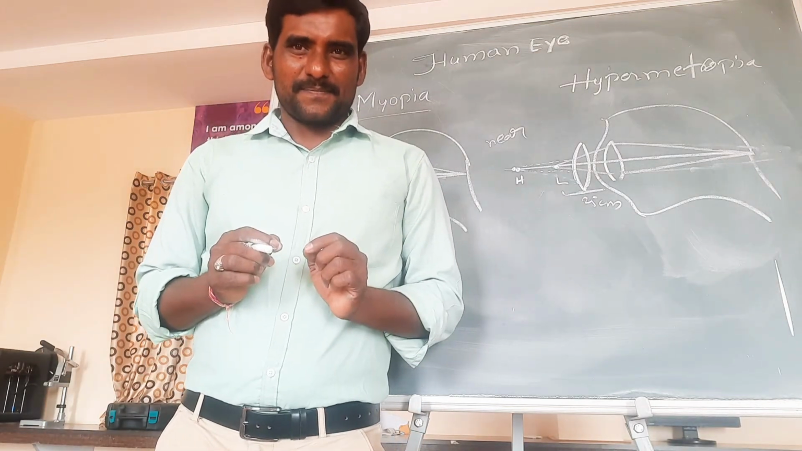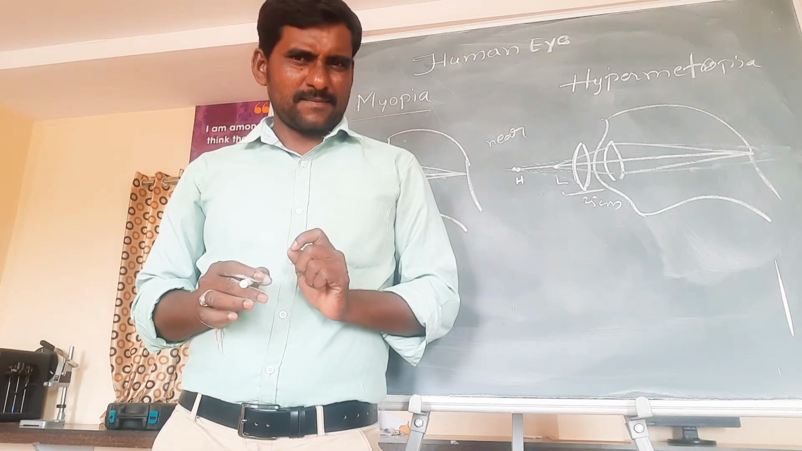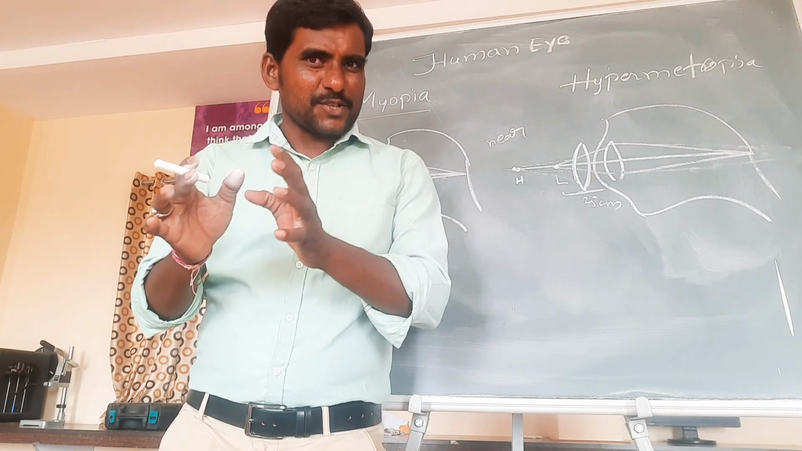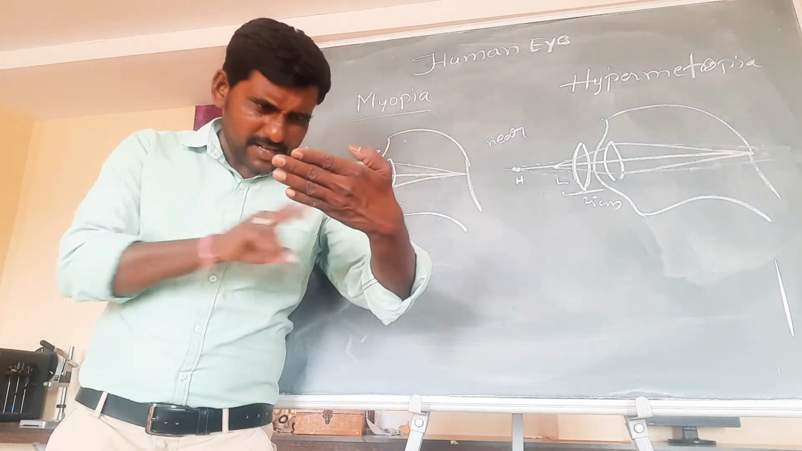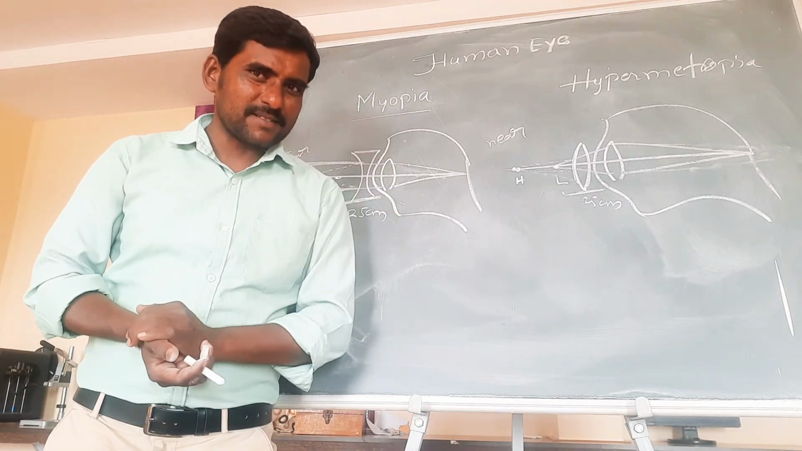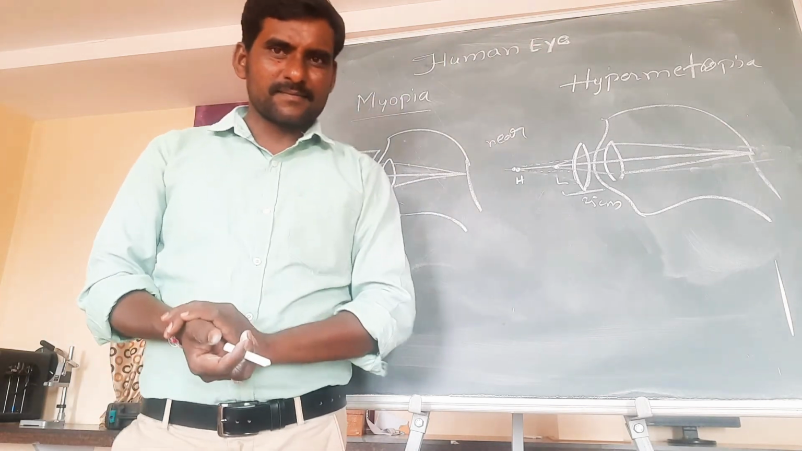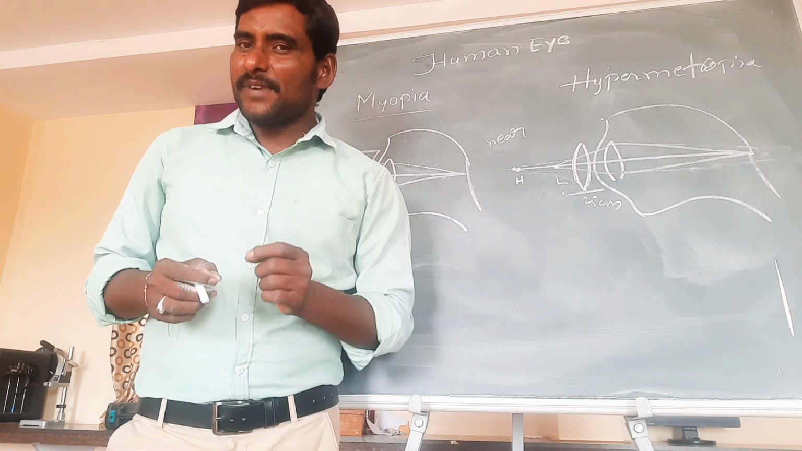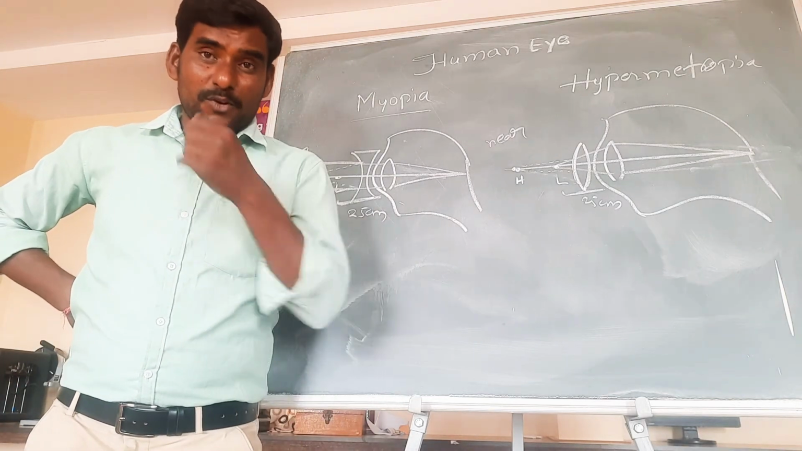Priya's grandmother is unable to read the newspaper. What is her vision defect? Once again listen carefully. Newspaper means very near. She can't read. Near objects she can't see. So what is the vision defect? Near objects can't be seen means it is hypermetropia. Far she can see. So hypermetropia vision defect. What type of lens should we use? It is a convex lens.